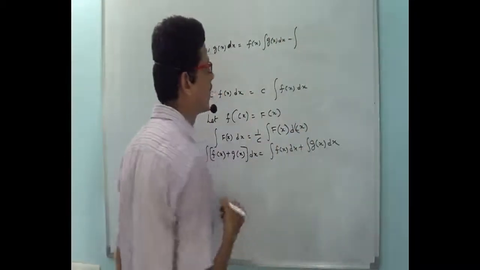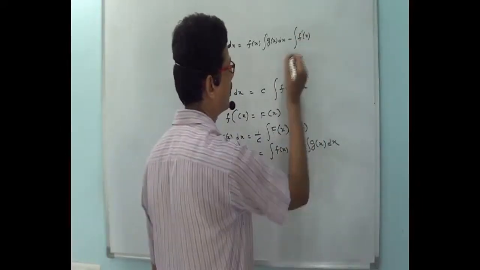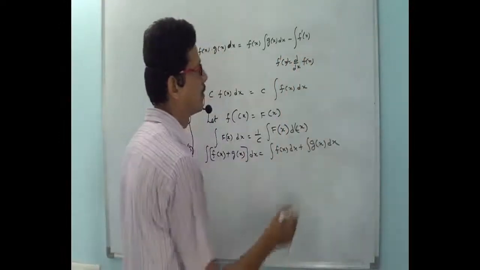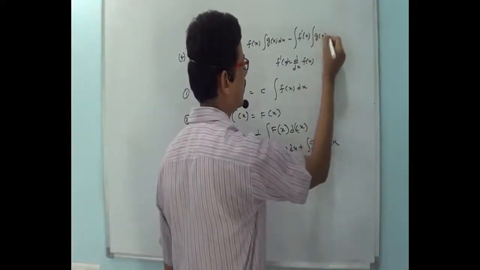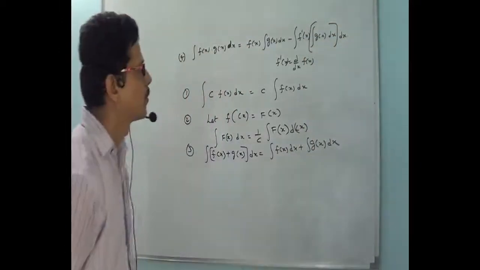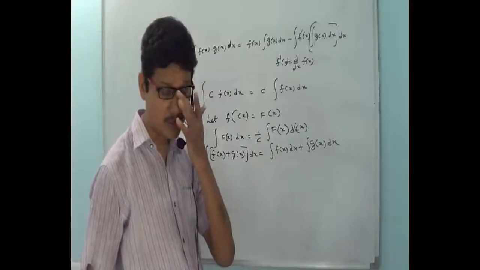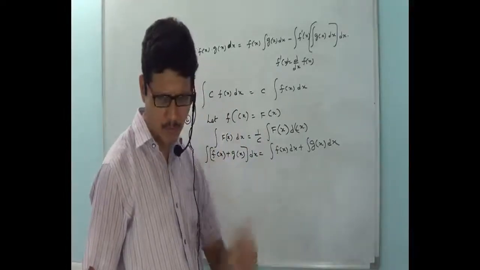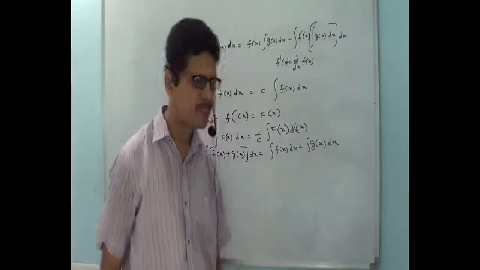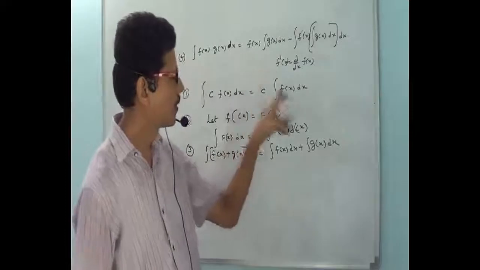minus integral f dash x. F dash means derivative. F dash x means d by dx of f of x. So another integration I have to take, g of x dx. So I have to put it like this. Just write down the formula. Later we will be applying, and only one time, for finding the mean life of a radioactive sample, we have to apply this formula. Just note down. You will be learning in maths also, second year maths, this part, integration.